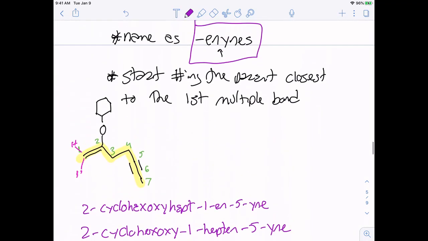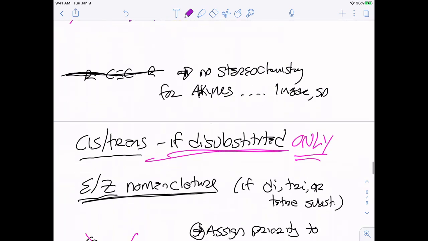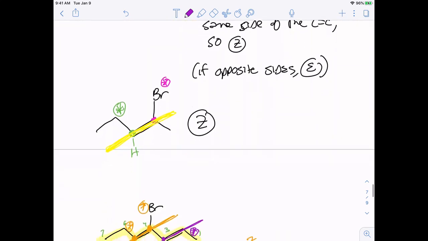Somewhere, this one, right? Because I have both hydrogens, I can't pick priority over those, they're the same. So unless you have some instance where the two groups on one of the carbons are the same, you're going to have stereochemistry with alkenes. Alkynes, no, right, because they're linear.